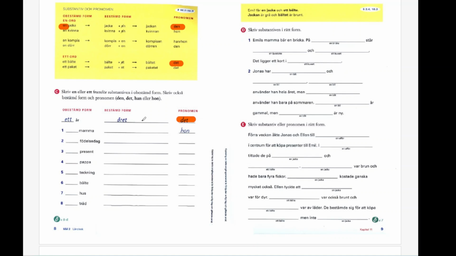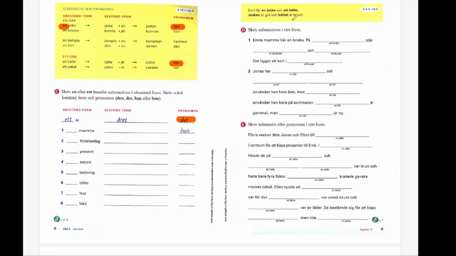So now if you move to the next page, we have got another yellow box which explains something about the grammar part. And we have an example, Emil får en jacka och ett bälte. Emil is getting a jacket and a belt. Now here it's an obestämd form, indefinite form. And in the next sentence, it says jackan, the jacket is gray and the belt is brown. It's the same thing from the chapter.